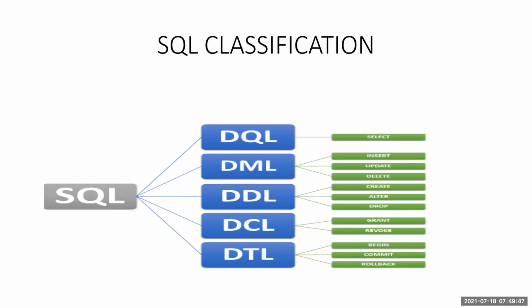You have another one, what they call DML. DML, that is what? Data manipulation language. You have DDL, which is what? Data definition language. You have DCL, which is data control language. And you have DTL, which is data transaction language. Data transaction what language?